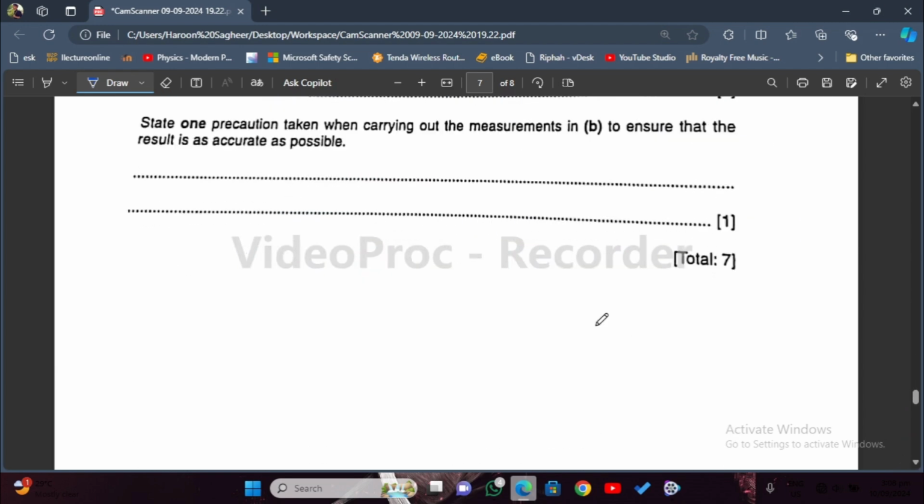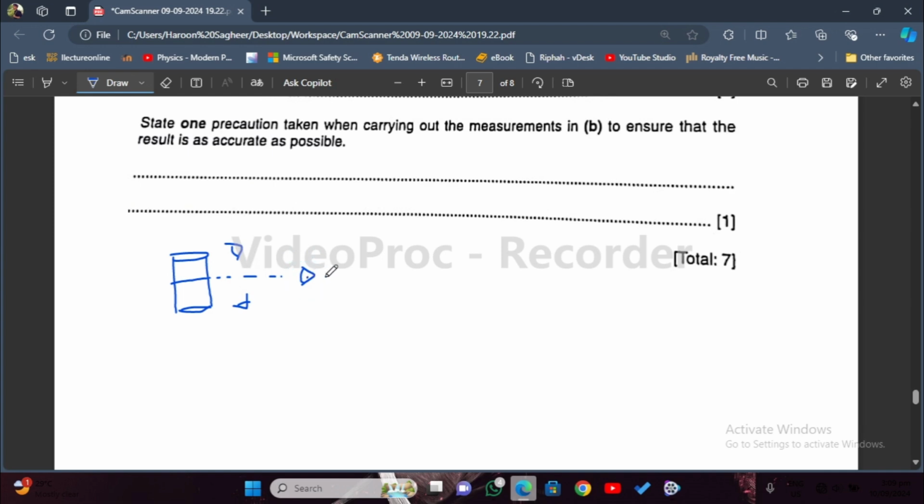Right, now let's go to the same part of the question. State one precaution taken when carrying out the measurement in B, to ensure that the result is as accurate as possible. So when we are taking the measurement from a volumetric cylinder, and let's say we have a reading like this, we shouldn't be observing this reading from this point or from this point. Basically we should align our eyes at this point. So that is a method.